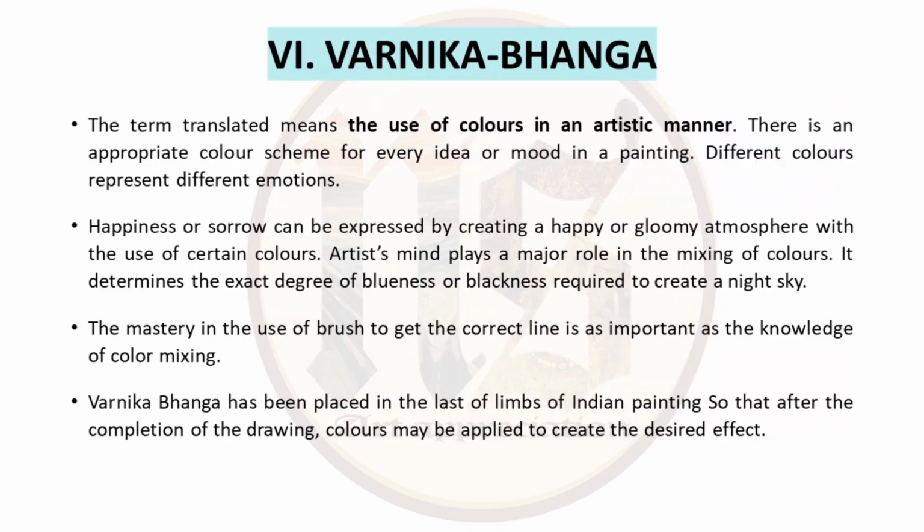Now the last limb or the sixth limb is Varnika Bhang. The term translated means the use of colors in an artistic manner. There is an appropriate color scheme for every idea or mood to be depicted in a painting. Different colors represent different emotions, and all these things, they are the psychological effects of colors that we have always been conditioned to since our childhood. Happiness colors are different, colors of sorrow are different. Artist's mind plays an important role in the color mixing. It determines the exact degree of blueness or blackness which is required to create a night sky.